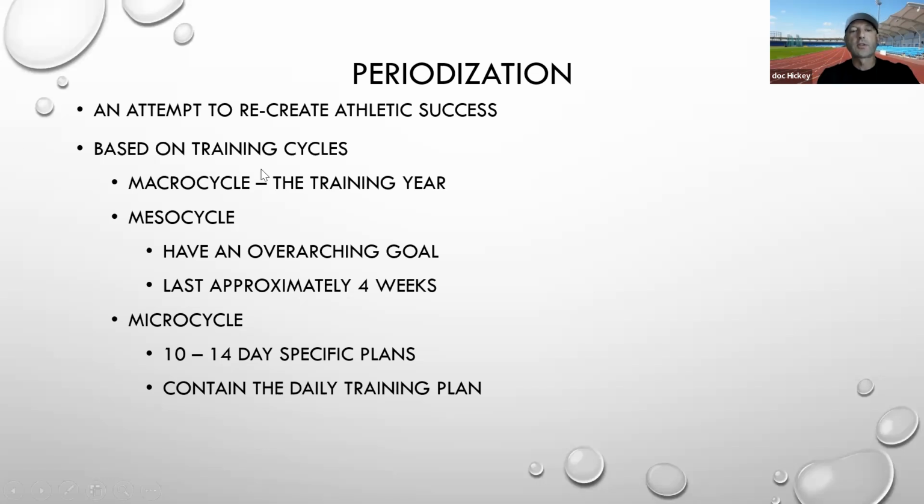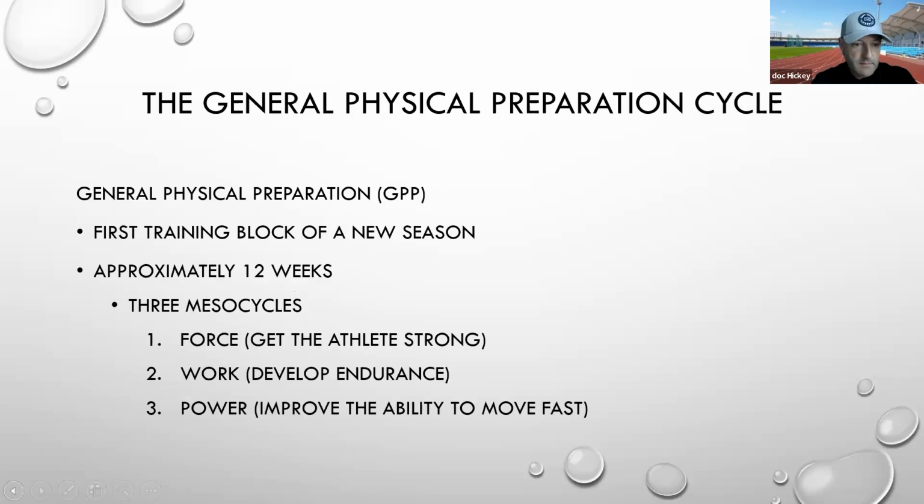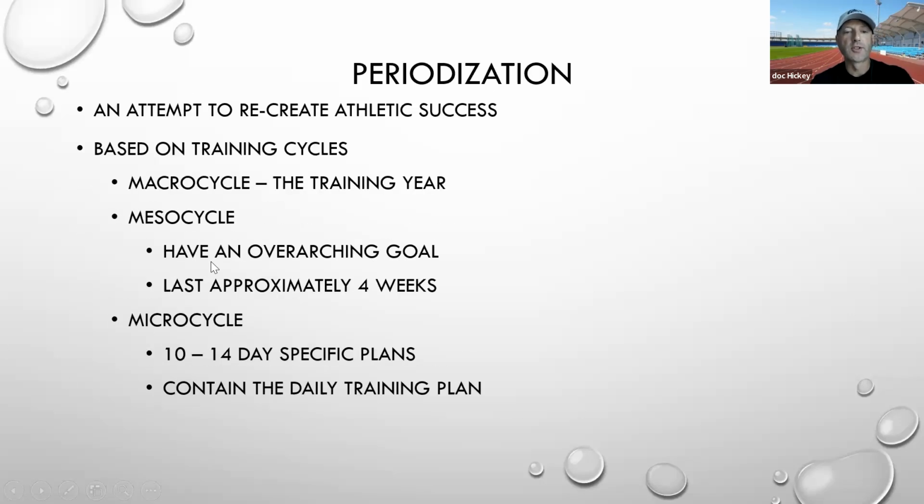We have our macro cycle, which is going to be our training year. We have our mesocycle. Mesocycles are approximately 4-week blocks that have an overarching goal. And then we have our microcycles. These are 10 to 14 day specific plans where each day contains my daily training.